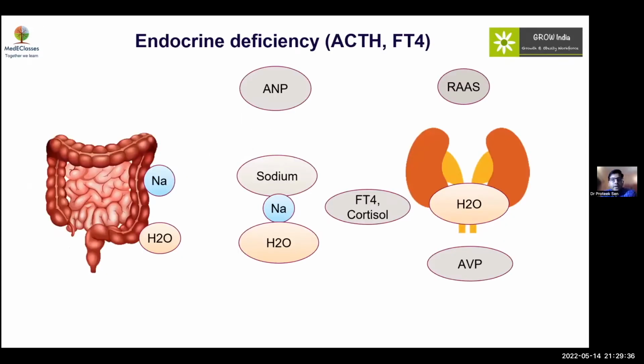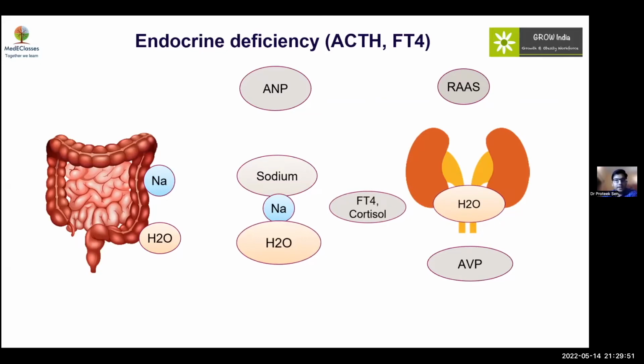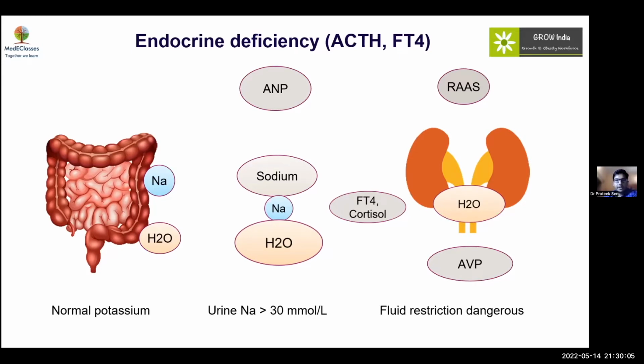Now coming to the endocrine deficiencies. In any case, if you find features of a SIADH-like picture, the first thing we should do is rule out endocrine deficiencies, because the treatment here is not fluid restriction but treating the underlying cause. The picture will be very similar to SIADH. There is a decrease in free water excretion, but most importantly, ACTH deficiency will not cause hyperkalemia because the RAS axis is not touched. FT4 has no connection with potassium, so potassium will be normal. Urinary sodium will be high, and fluid restriction is dangerous in these cases.